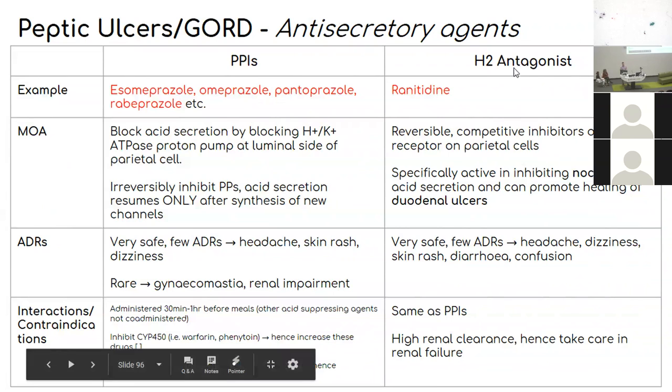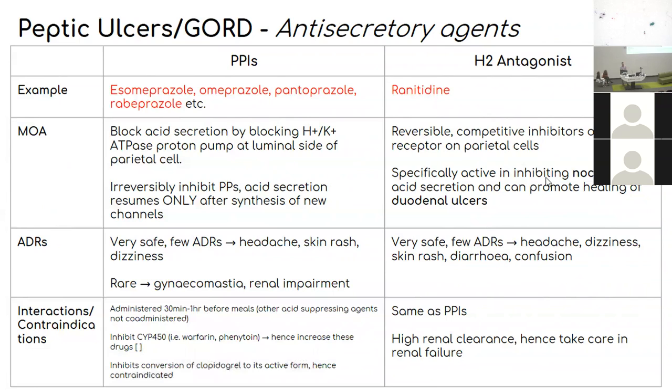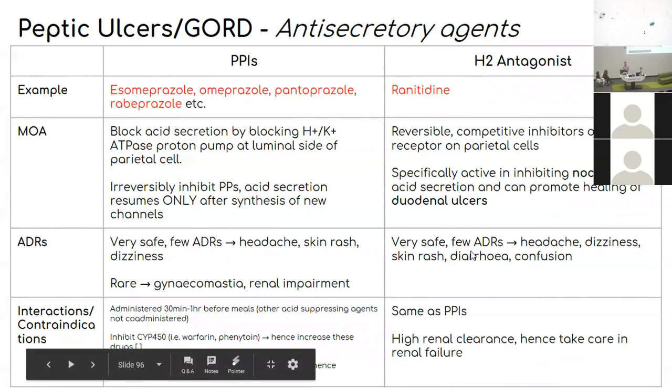The other one you can use is the histamine 2 receptor antagonist, so ranitidine. This is mainly useful for ulcers that aren't quite controlled by your PPIs, or if it's a duodenal ulcer, because that's more for the nocturnal acid secretion. Remembering what Whitney said before, the histamine is more for that nocturnal acid secretion. Same ADRs as PPIs.